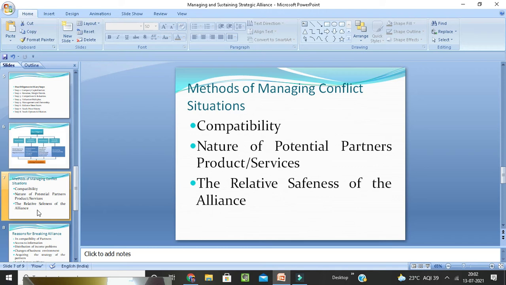Next one, nature of potential partners in terms of products and services, that means goods and services. See, companies with complementary but not competitive products or services can have alliances. Otherwise alliances will fail, like Pepsi and Lipton collaborated on complementary products. The relative safety of the alliances.